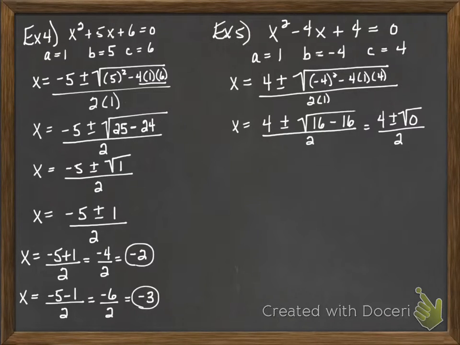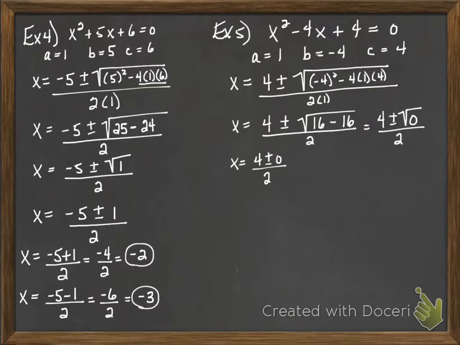4 plus or minus the square root of 0. Now, when I say is 0 a perfect square, we may not have written it down as a perfect square, but it technically is a perfect square because 0 times 0 is 0. So when you take the square root of 0, you're just going to get a 0. So you get 4 plus or minus 0. The square root goes away because technically 0 is a perfect square divided by 2.